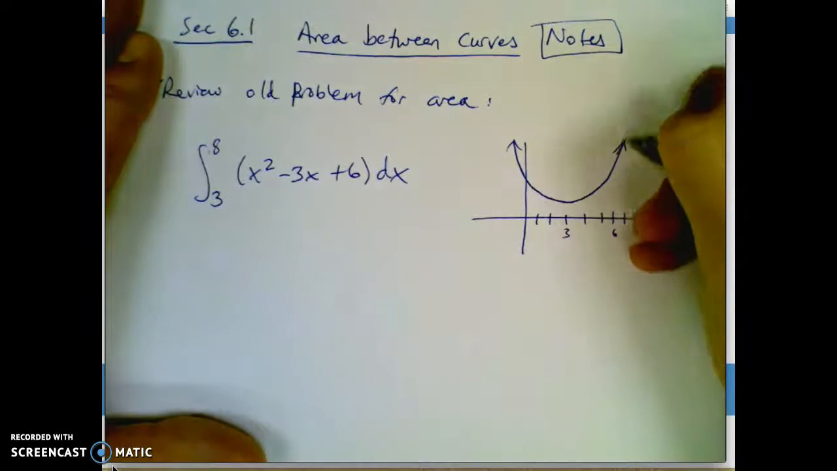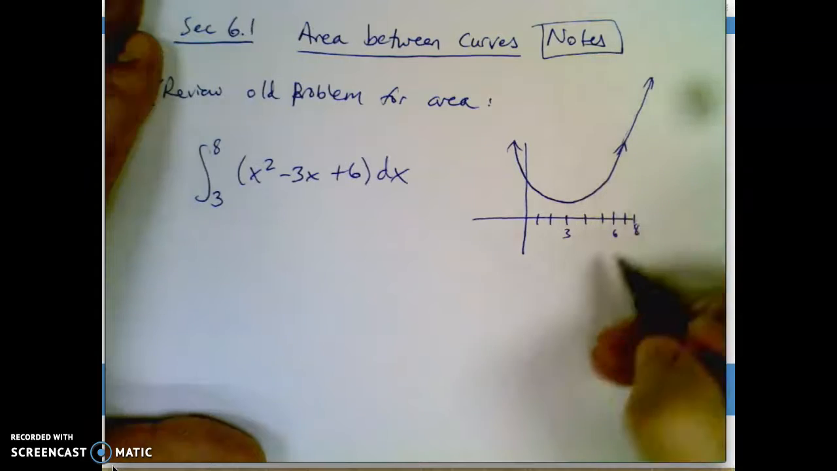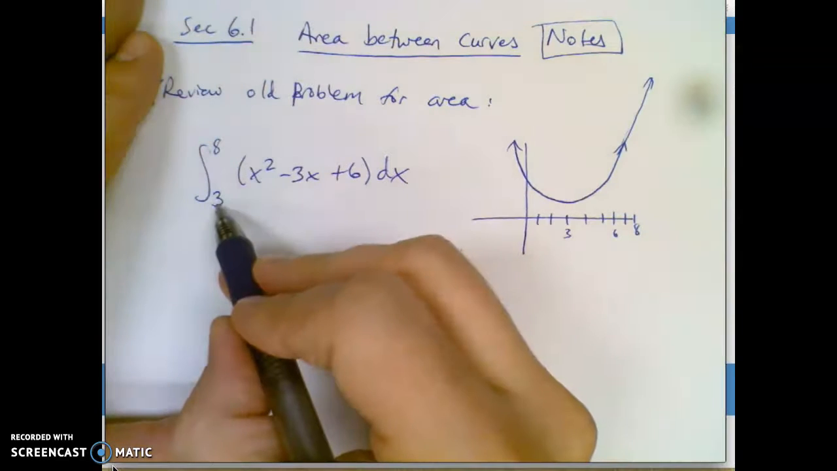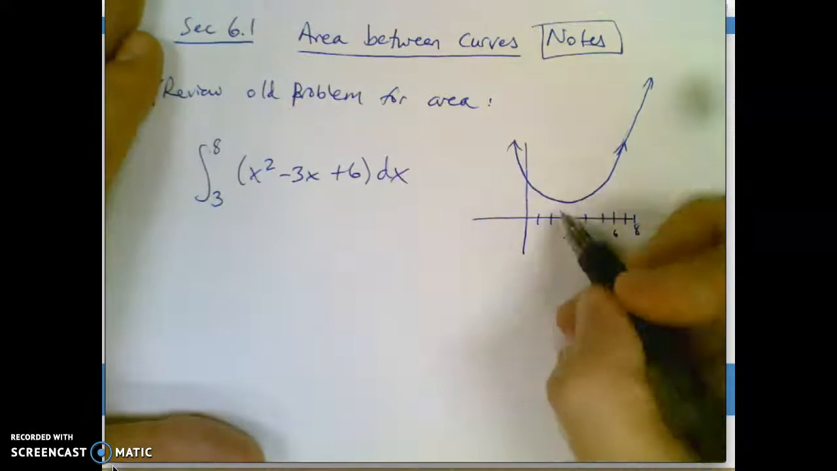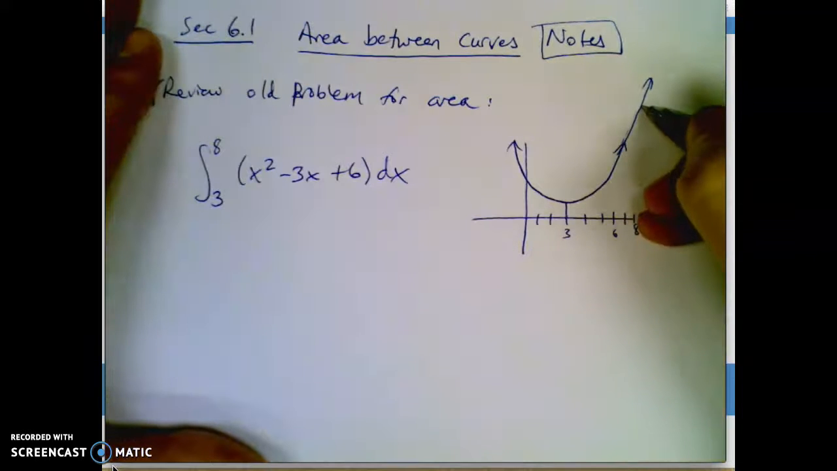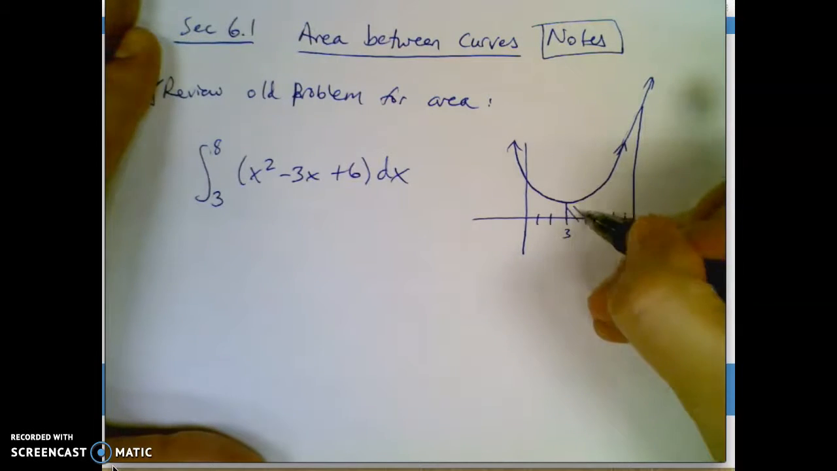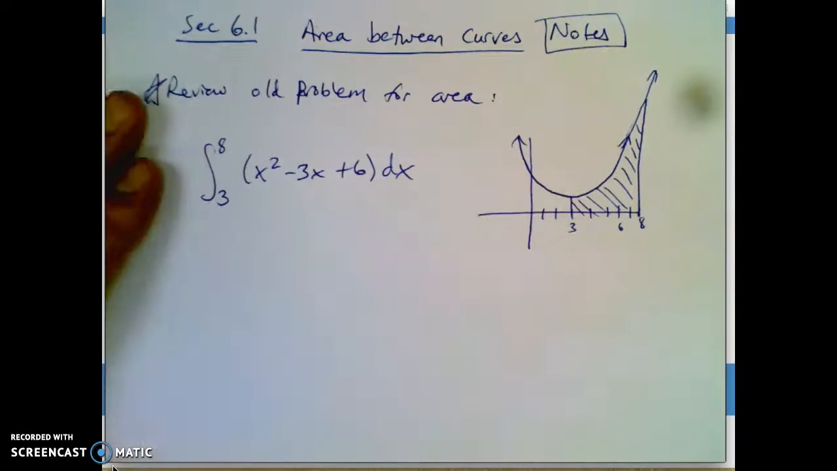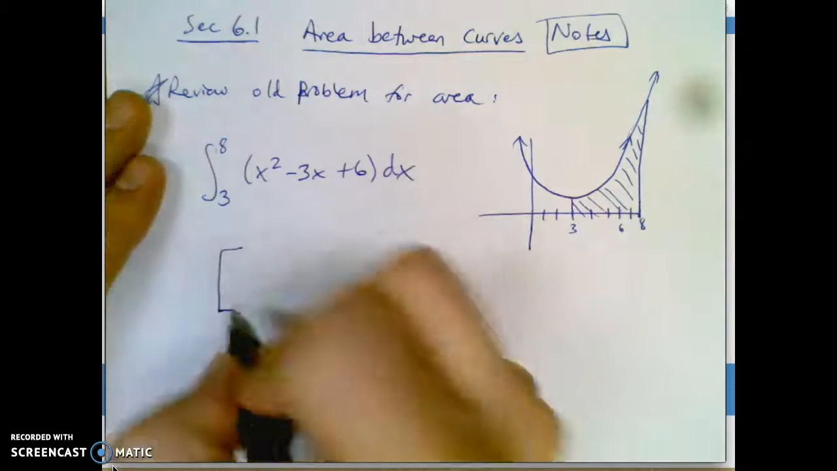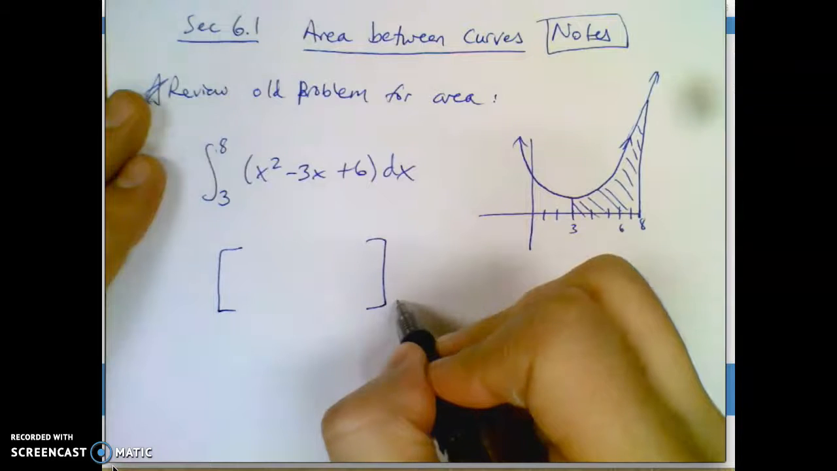If I looked at this problem and I wanted the area under this curve from 3 to 8, and if I graphed the curve, visually I would be talking about this area here, right? And we already should know how to do this. You just do your integral trick. Remember, I put braces or brackets.